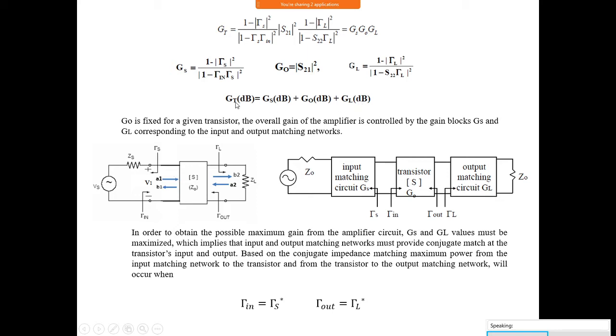Okay. For example, I want 100 dB. But here only it is 12 dB. Remaining 88, 44 dB from here, 44 dB from here. It is not possible. We cannot get 44 dB and 44 dB from here. So there is a maximum limit for this GS and GL. How much maximum can we get? You can take the value of GS and GL lesser than that.